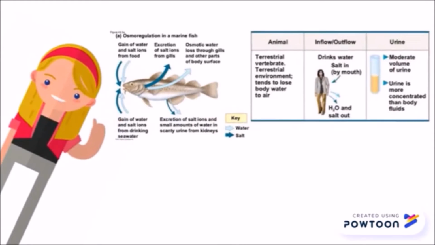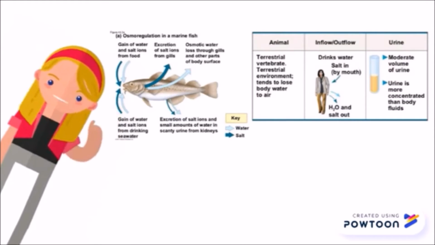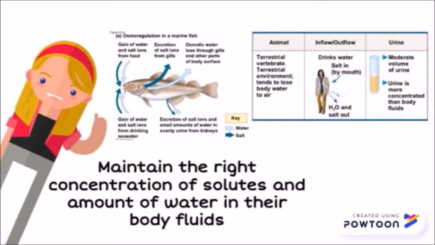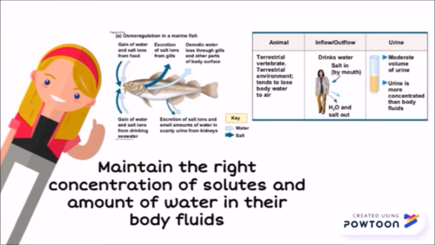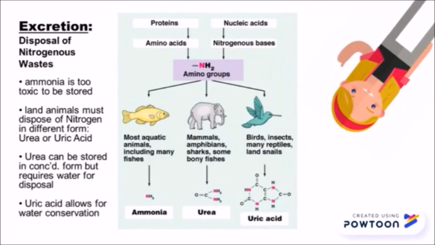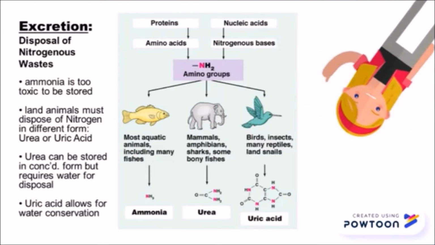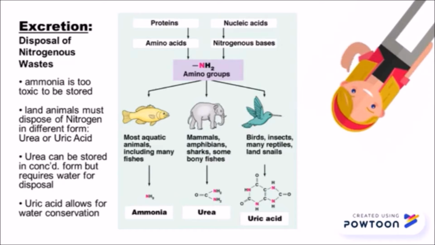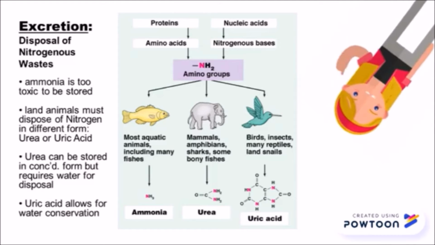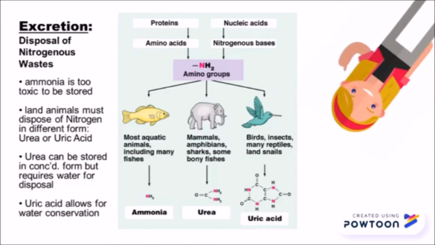Organisms in aquatic and terrestrial environments must maintain the right concentration of solutes and amount of water in their body fluids. This involves excretion, or getting rid of metabolic nitrogenous wastes and other substances such as hormones that would be toxic if allowed to accumulate in the blood, through organs such as the skin and the kidneys.